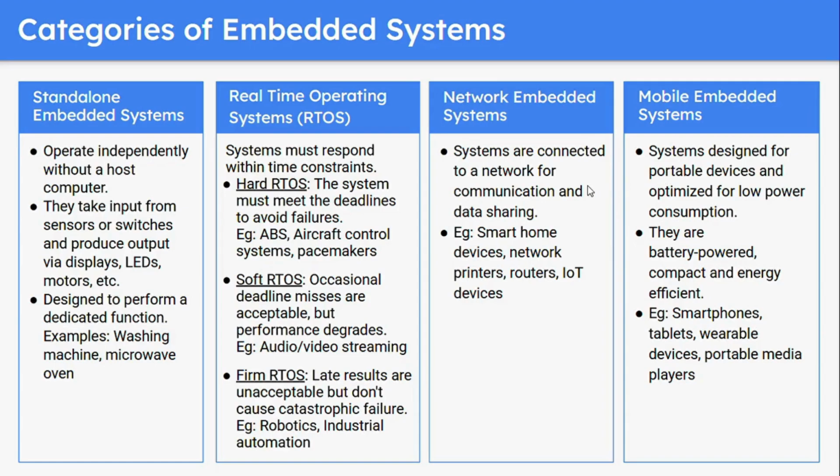The next type is network embedded systems, which are connected to the network and to the internet and communicate across the network and share their data. Examples are smart home devices, network printers, IoT devices, etc. The last embedded system type is mobile embedded systems, which are designed for portable devices and are optimized for low power consumption. They are usually battery powered, compact, and energy efficient. Examples are smartphones, wearable devices such as smartwatches, etc.